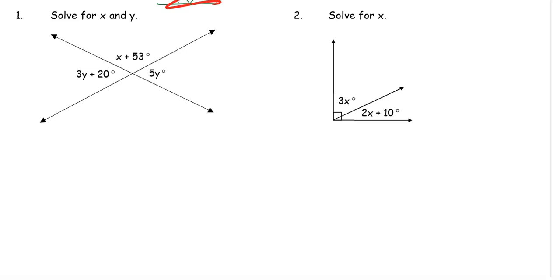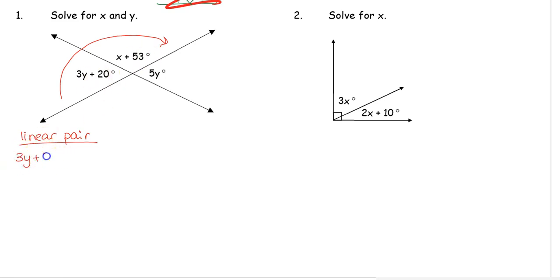So maybe as I look through here, the first thing I see is that these two are forming a straight line. If they form a straight line, that's a linear pair. And what we know about a linear pair is that they add up to equal 180. So 3y plus 20 plus x plus 53 is equal to 180. As I look at that equation, I've got a problem. I've got an x and I've got a y. If I have 2 variables, then I have to have a system of equations, 2 variables, 2 equations. When I look at that, I don't have 2 equations, I only have 1.